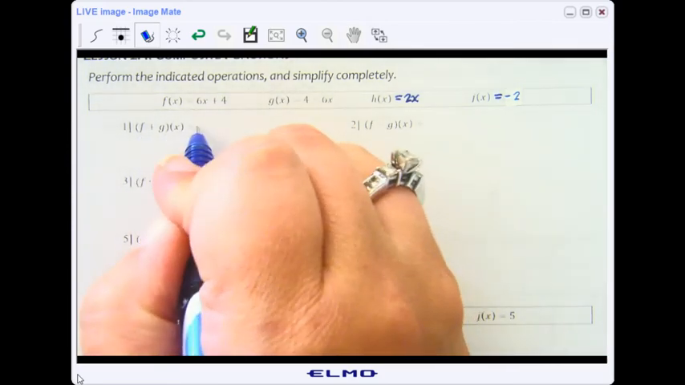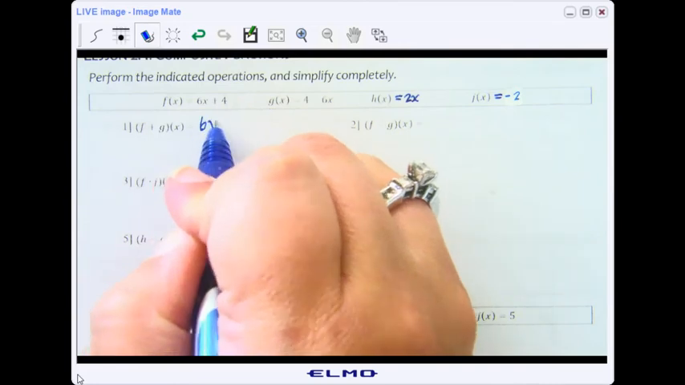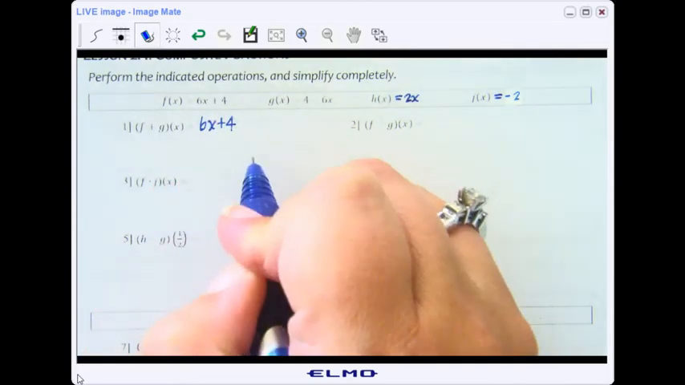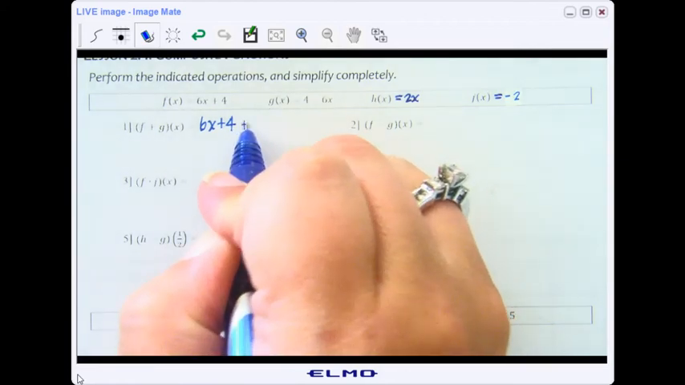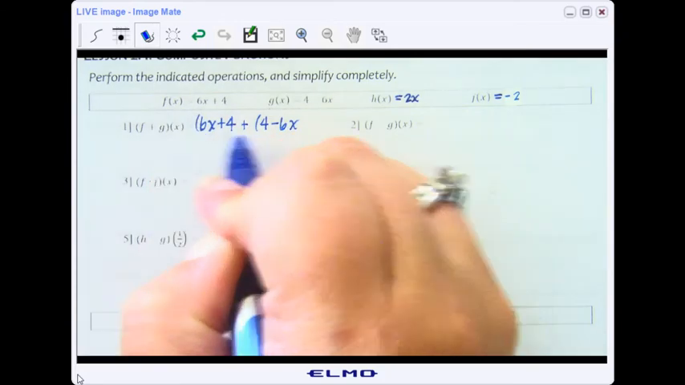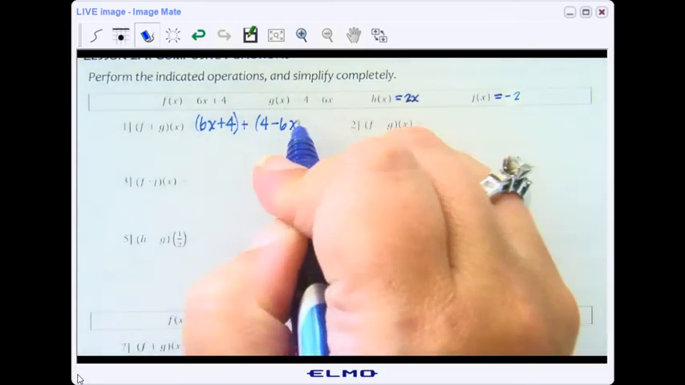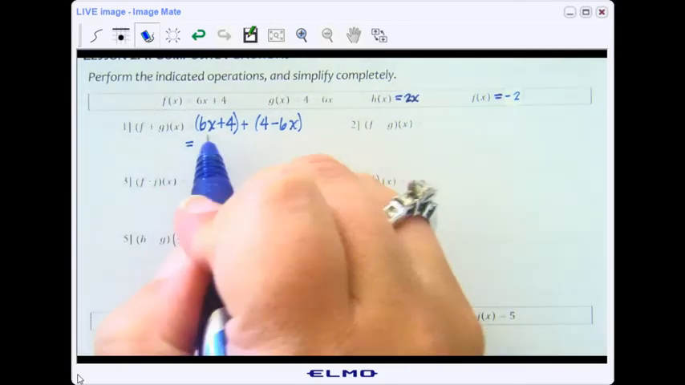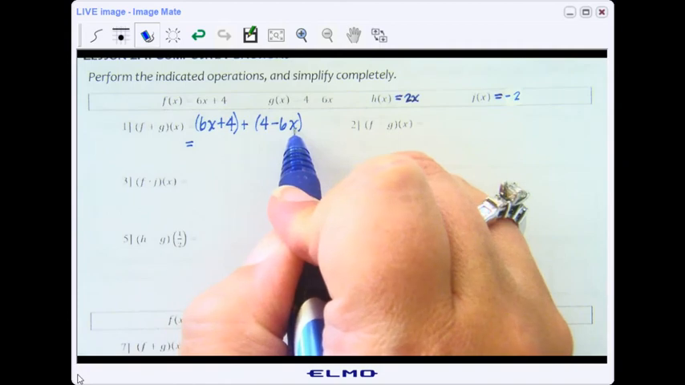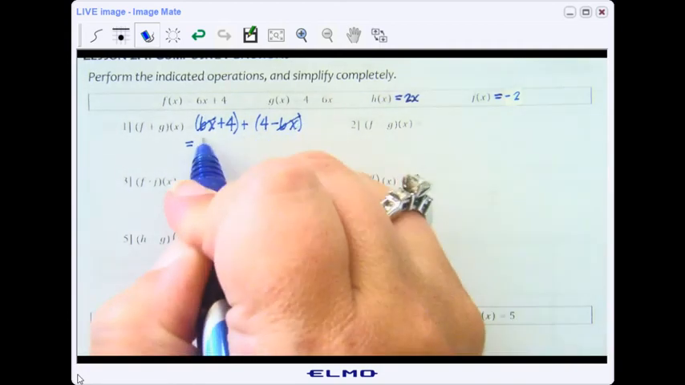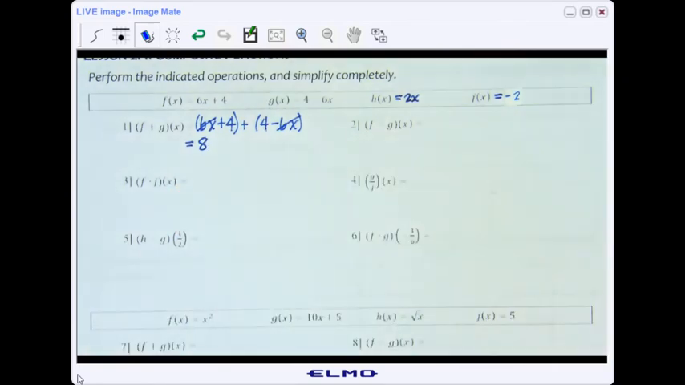So I will take f of x of 6x plus 4 and g of x of 4 minus 6x, and I will add these 2 functions together. When you're adding, it's just a matter of combining like terms. So f of x plus g of x will be 6x minus 6x, which cancels itself out, and 4 plus 4, which gives me 8.